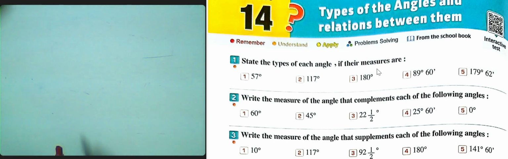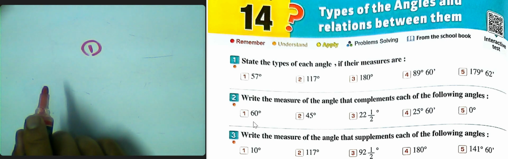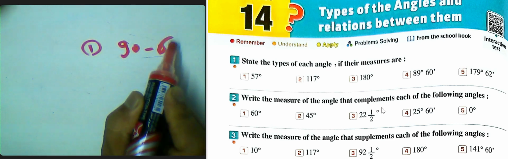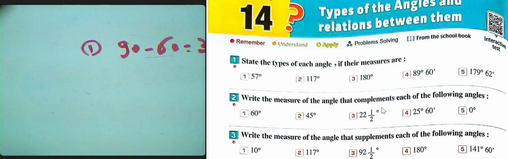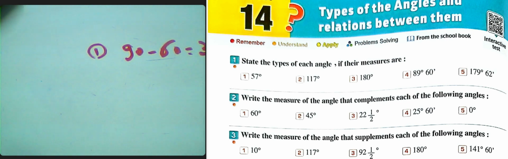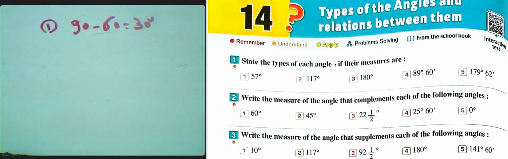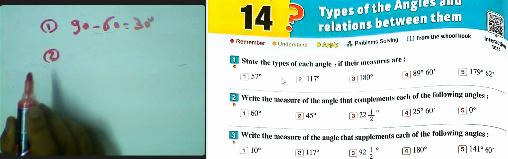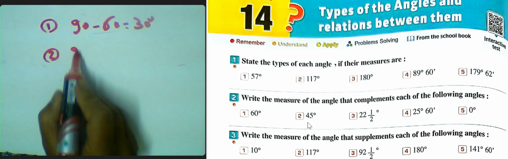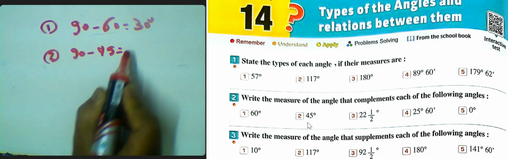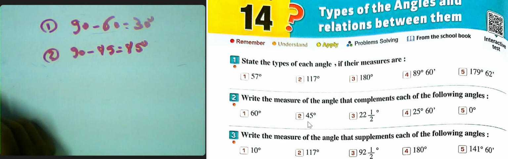Question number 2, write the measure of the angle that complements each of the following. Number 1, 60 degrees, you want to find the complement. Complement means 90 subtracted by 60. The result will be 30 degrees. Question number 2, 45: 90 subtract 45, it will be 45 degrees.